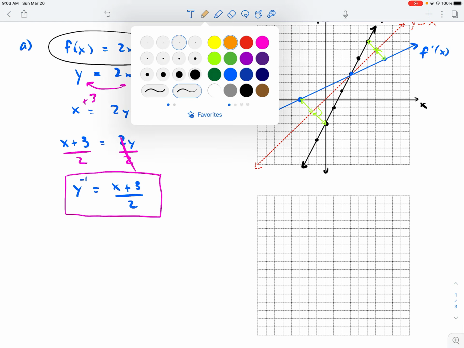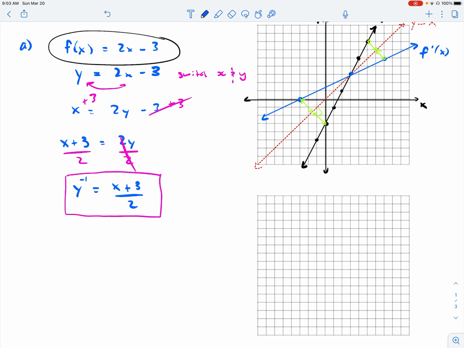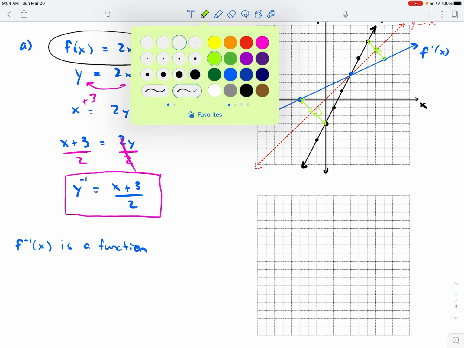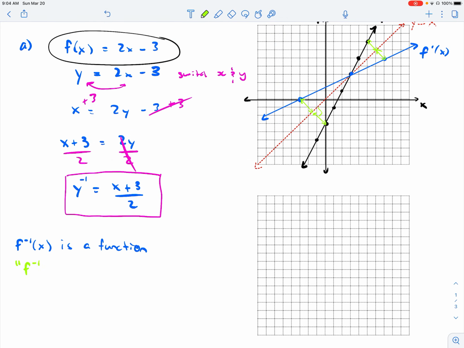So let's just summarize our response. We can say f inverse x is a function. Okay, notice how I pronounce this. I know earlier in the video I said f negative 1, but it is actually kind of wrong to say it like that. This we always want to pronounce as f inverse x. I'm just going to add that in just to make sure we're pronouncing things properly. So we'll say f inverse x. So that's how you want to pronounce this.